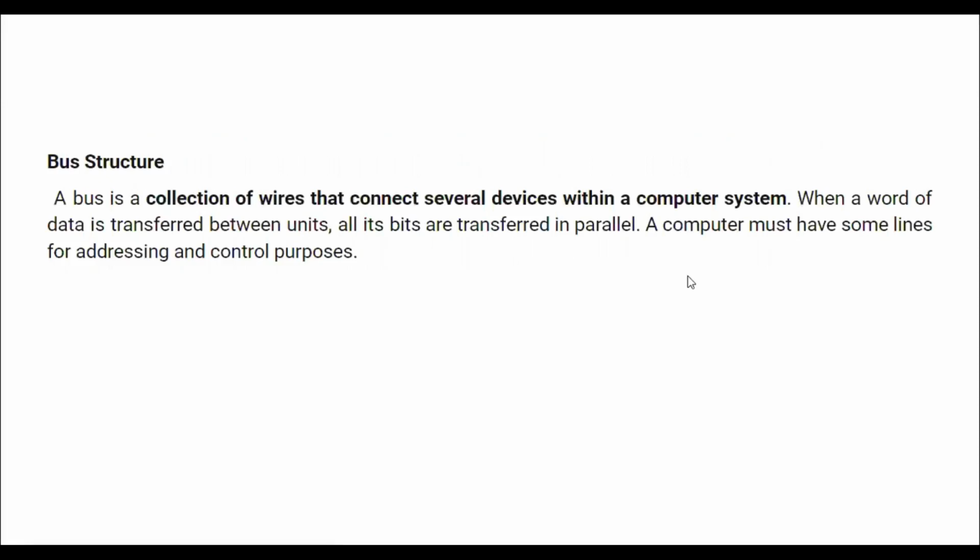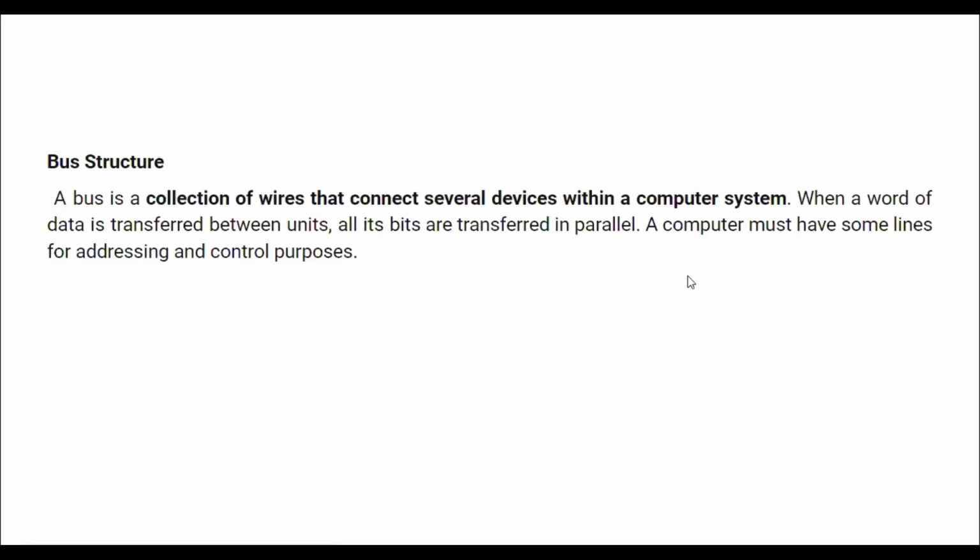And then another functional unit of a computer system, we have the bus structure. The bus is a collection of wires that connect several devices within a computer system. When a word of data is transferred between units, all its bits are transferred in parallel. A computer must have some lines for addressing and control purposes. The bus is a communication system in a computer architecture that transfers data between components inside a computer or between computers.